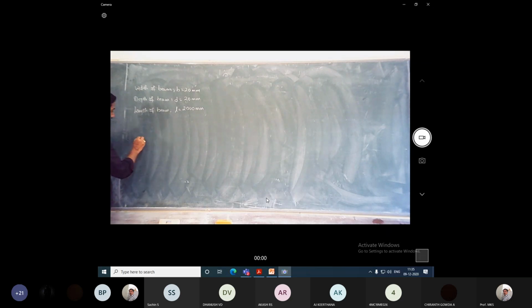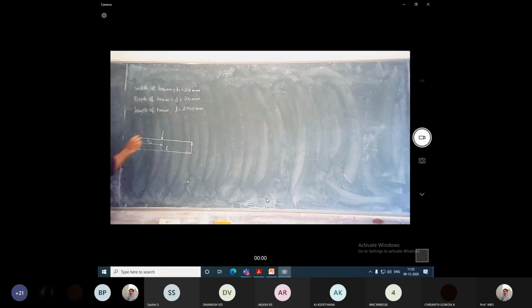It is given, it is acted with a load. There is a beam here. It is supported at the ends, in the sense it is a simply supported beam. So this beam length is L, and the load is acting exactly at the center of the beam, at a distance L by 2 at the center.